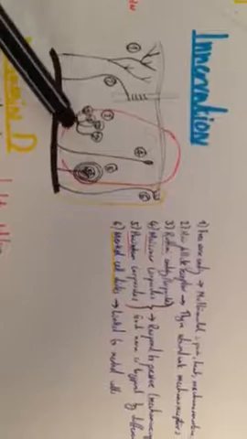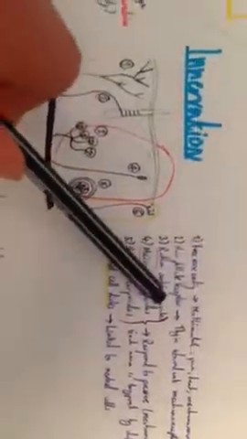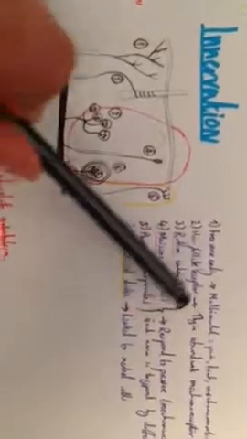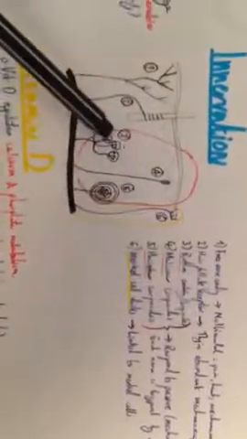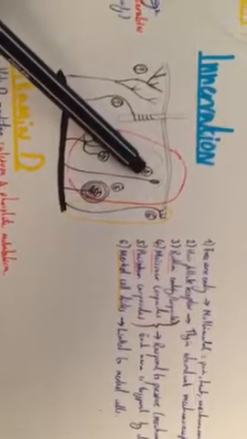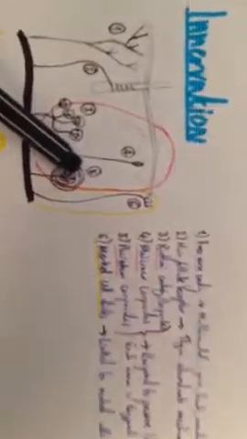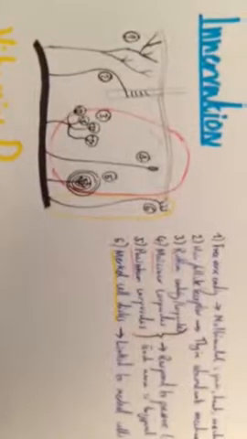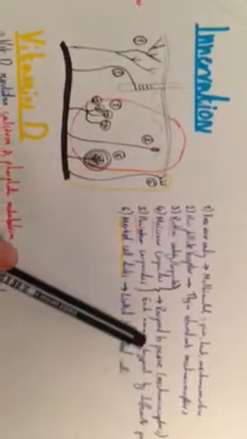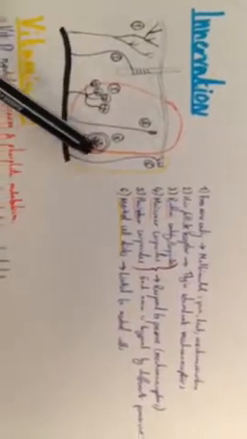Number 3 is our Ruffini endings or corpuscles. Number 4 is our Meissner corpuscles. Number 5 is our Pacinian corpuscles. These three, 3, 4 and 5, respond to pressure. They are mechanoreceptors, and each nerve ending is triggered by a different amount of pressure.